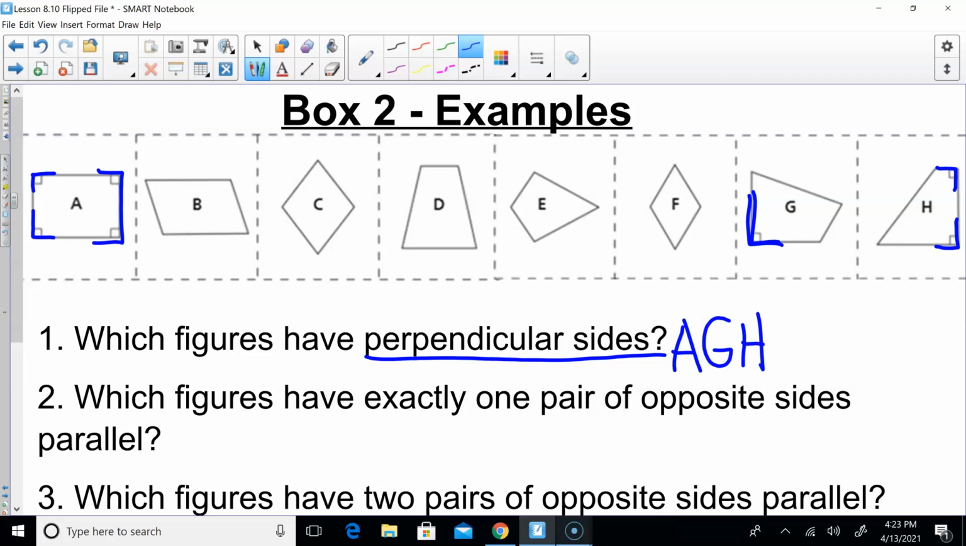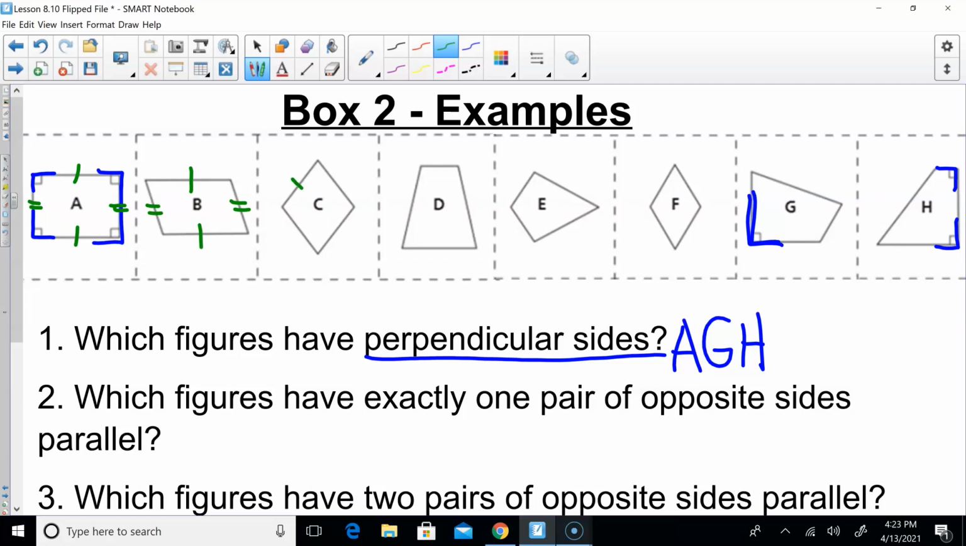It says which figures have exactly one pair of opposite sides parallel. So only one pair of opposite sides parallel. Well, this one, we know that this is parallel with this side, and this one is this one. So that has two. That would be not one, right? I probably should put two there. There we go. This one looks the same right there, parallel, and this one looks parallel. So those two sides are never going to touch each other.